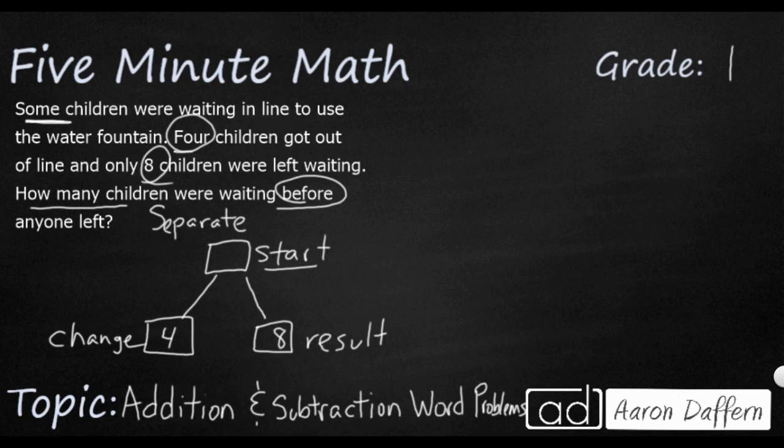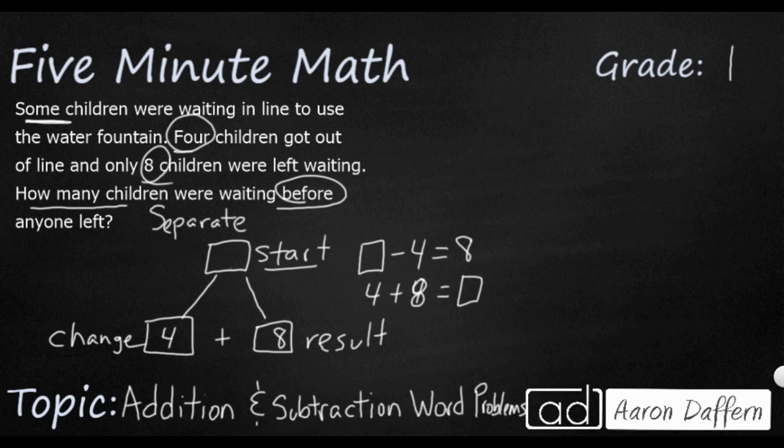What we could do is we could add these two together. We can say 4 plus 8, and that's going to get us our start. Or we could subtract. We can think something minus 4 equals the 8 kids that are left. Or we can say 4 plus 8. They're all in the same fact family. If you know your facts, you might be able to do this one. But a lot of you are going to find it easier to add up.